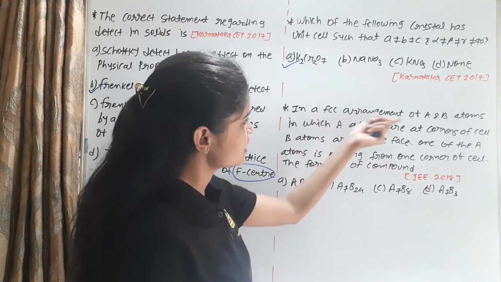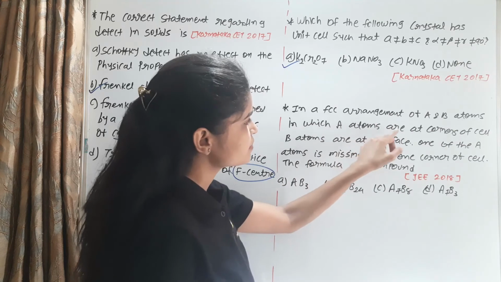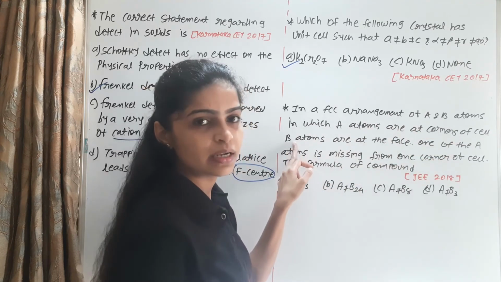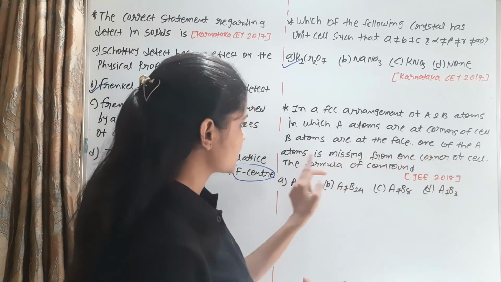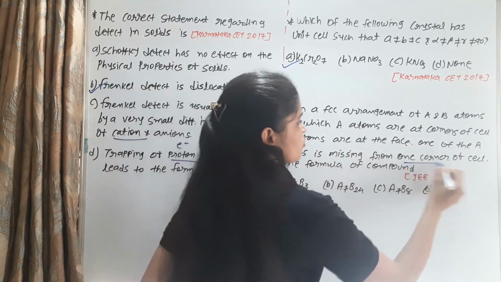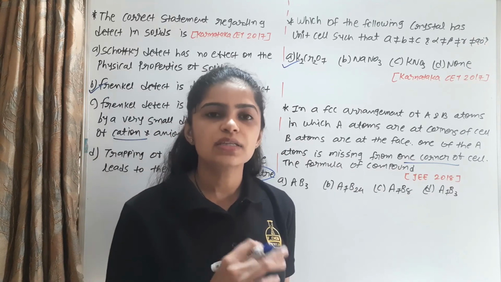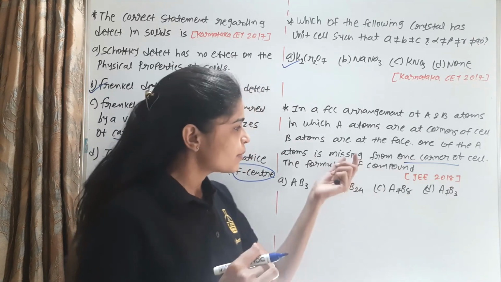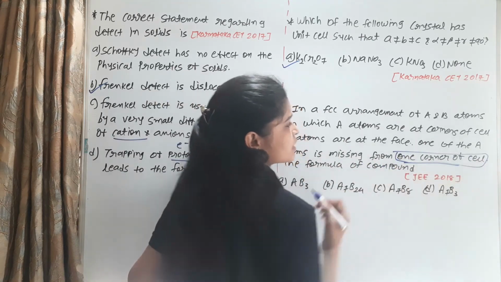Next, in an FCC arrangement of A and B atoms, A atoms are at the corners of the cell and B atoms are at the faces. One of the A atoms is missing from one corner of the cell. We know that in the unit cell 8 corners are present and each contribution is 1 by 8. But in this question, one corner is missing.